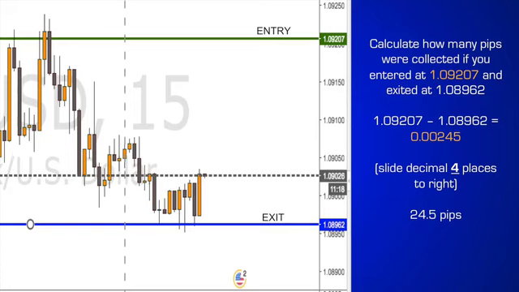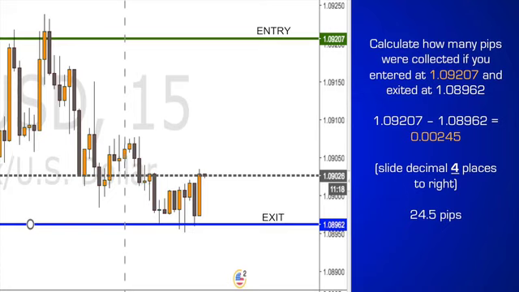Because when you start analyzing charts, you're going to want to start calculating where is your take profit going to be? Where is your stop loss going to be? Now, of course, there are fancy tools like on MetaTrader 4 or TradingView, but to get you started, this is how it works.